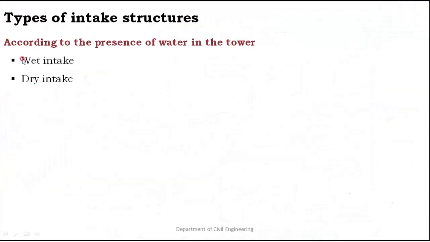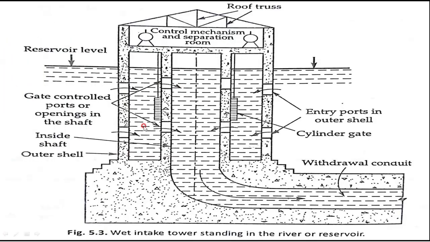Understood? Okay. Now, according to the presence of water in the tower, where that water is there inside the intake, based on that, we have wet intake and dry intake. We'll see the figure. See here, the water level is here, the reservoir level is here, and that water comes through this opening and this opening. Here two openings are made. They are called gate controlled ports opening in the shaft. You can control it, meaning you can close it and open it whenever required.